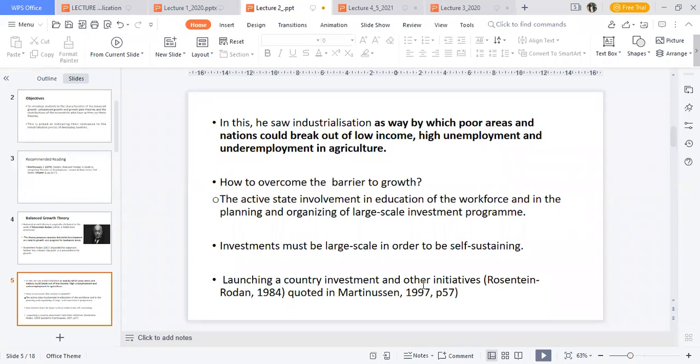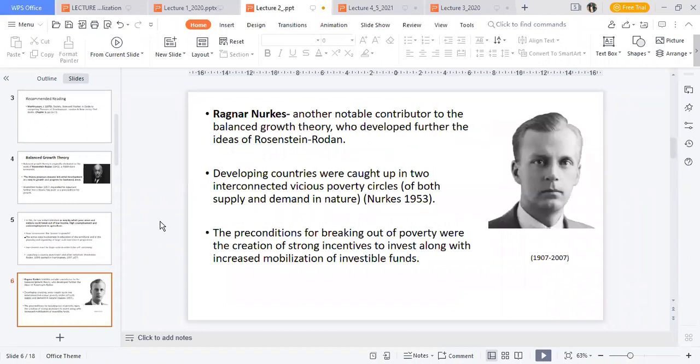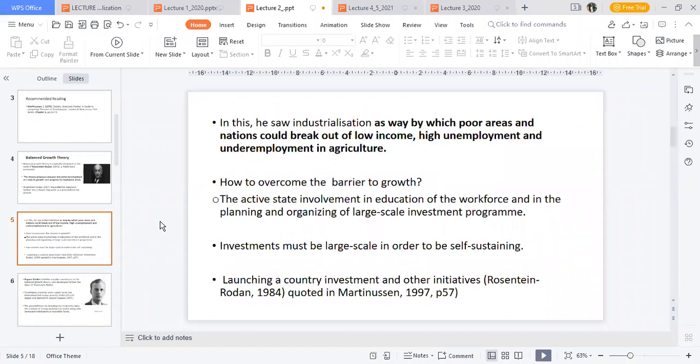Okay. But it's another regime of the government, for example, that initiated that one. So launching a country investment, another initiative, is part of it, or they are all part of it. So that before a country could become industrialized, you need to focus on these things. Okay. Please, are we clear with this? Who didn't understand this one?